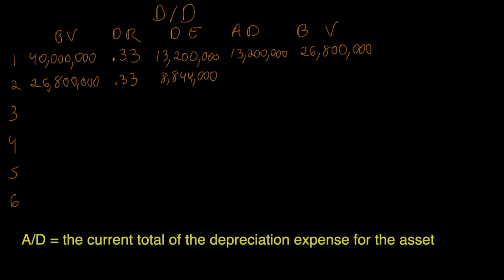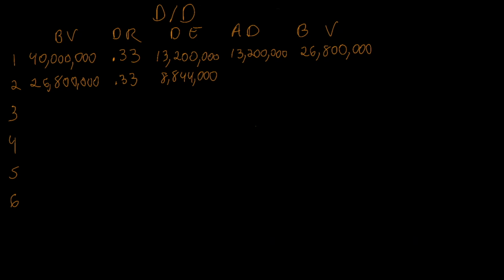$8,844,000. Remember, to calculate our current year's accumulated depreciation value, we must add up all of the depreciation expenses thus far. So if we add up year one plus year two's depreciation expense, that'll give us a total of $22,044,000. And in terms of book value, we're going to still take the $40 million again and subtract the current accumulated depreciation. That'll give us $17,956,000. So we're going to do that for the other remaining years.